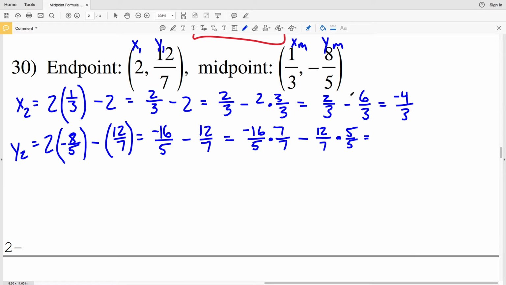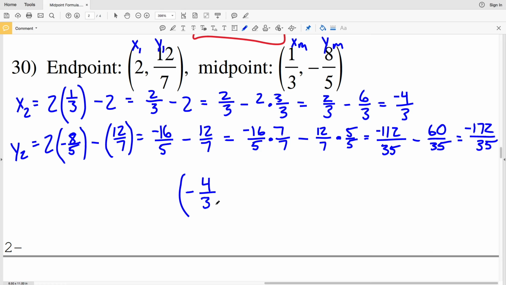So negative 16 times 7 equals negative 112, and that's over 5 times 7, which is 35. And then I'll be subtracting 12 times 5, which is 60, and that's over 7 times 5, which is 35. So you can see we have a common denominator and can indeed subtract. Negative 112 minus 60 equals negative 172. So negative 172 over 35 cannot be simplified any further and is the y value for my endpoint. So my solution to number 30 is negative 4 thirds, negative 172 thirty-fifths.